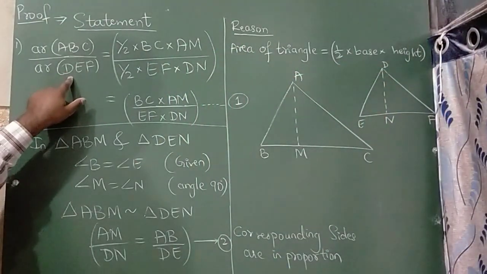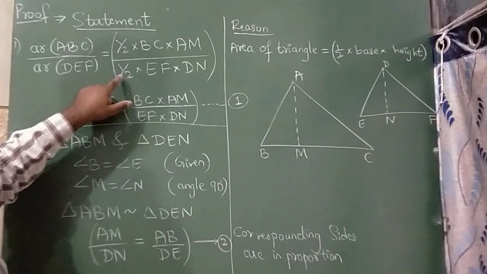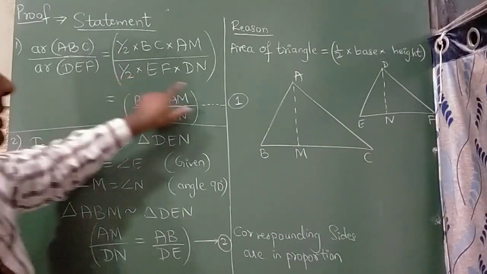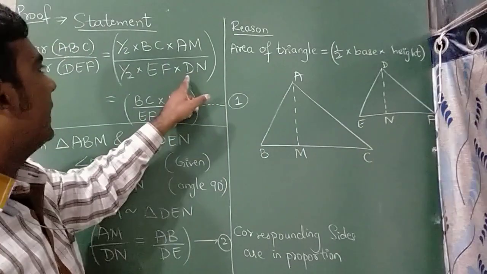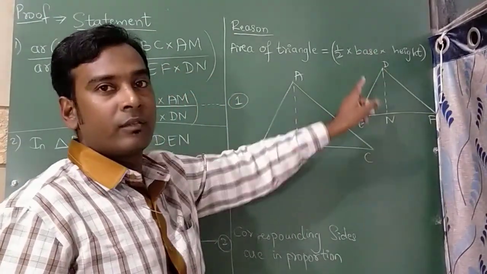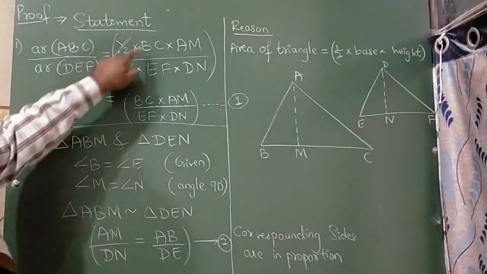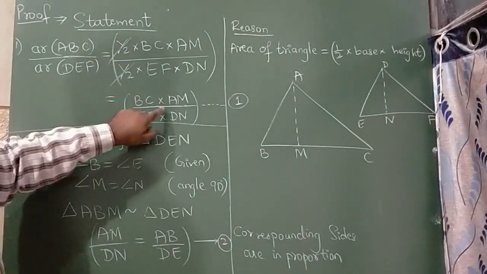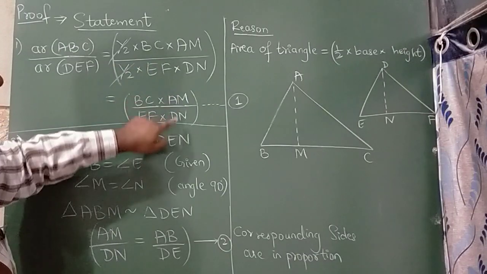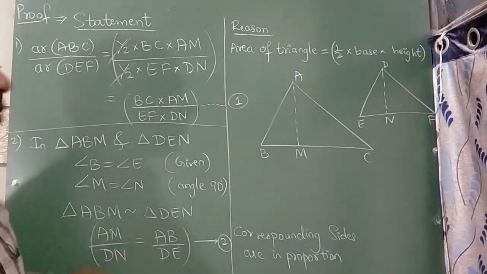Now if you consider DEF, half base is EF and height is DN. Fine. Now half and half get cancelled. So what is remaining? BC upon EF into AM upon DN. So this is equation number one.